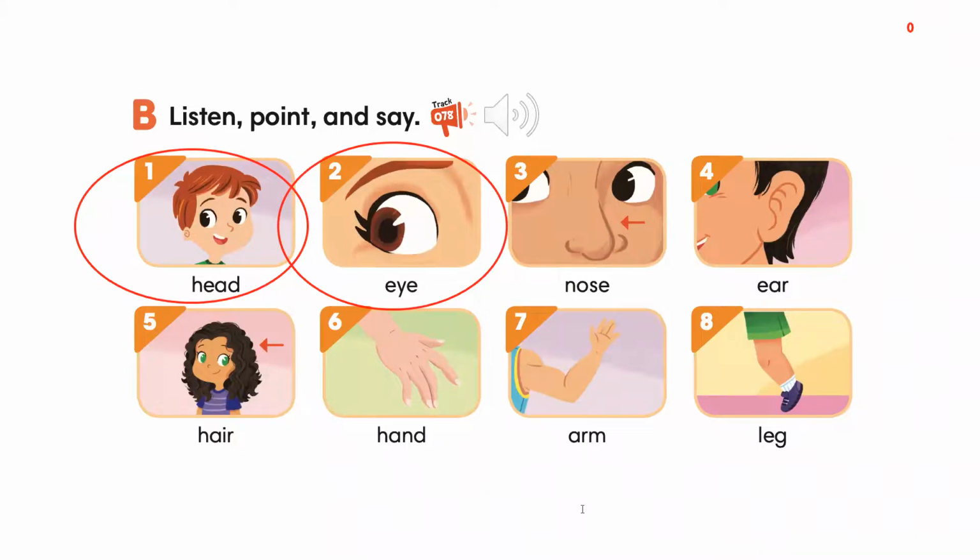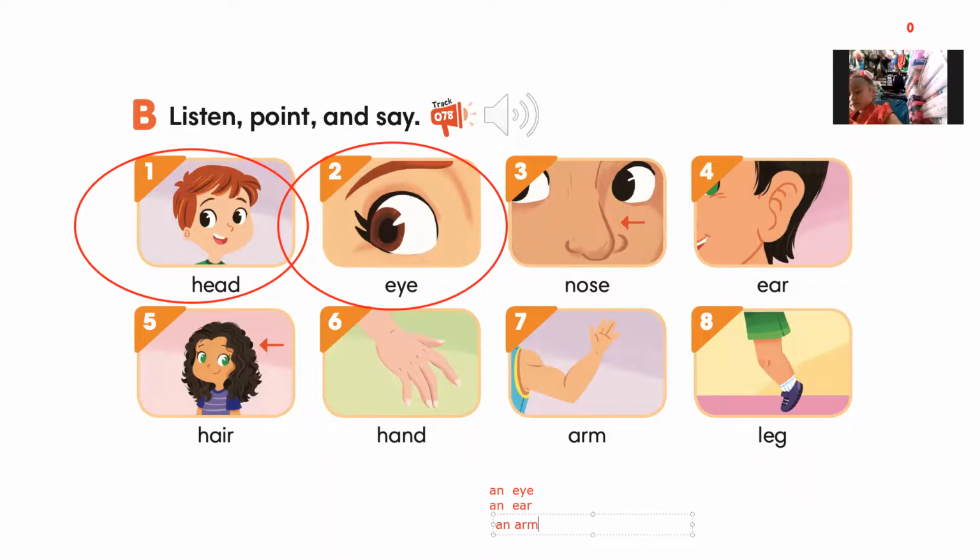Okay, students, if the word starts with a vowel, you use an: A, E, I, O, U. Head starts with H, so we use a. Ah yes, and then arm also, use an arm, okay.